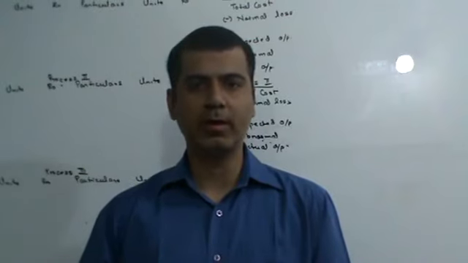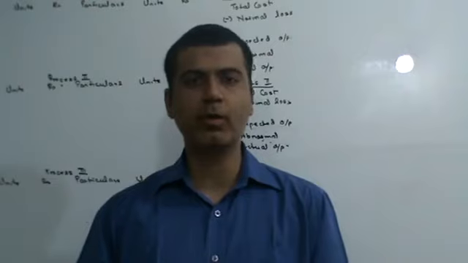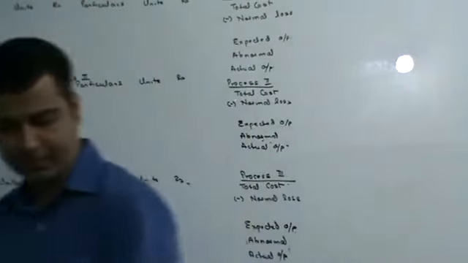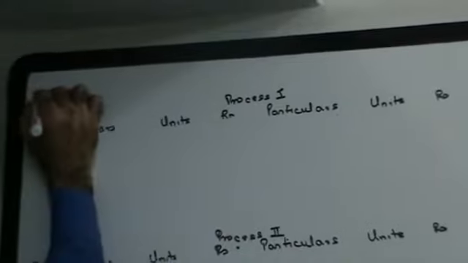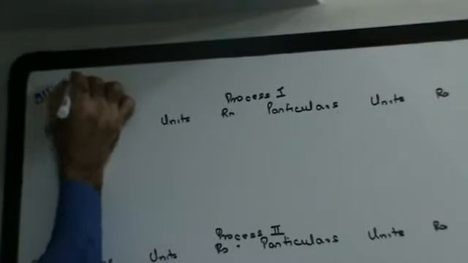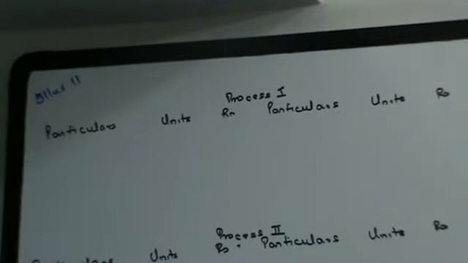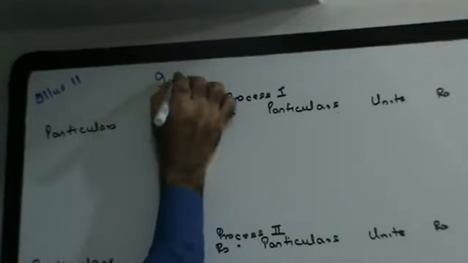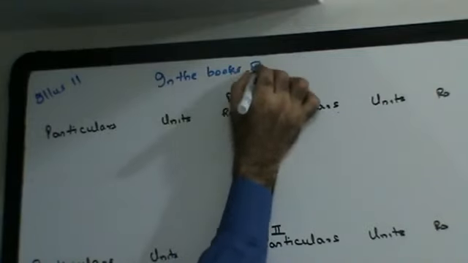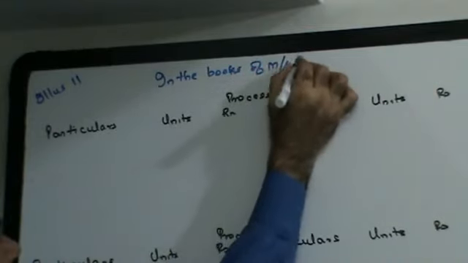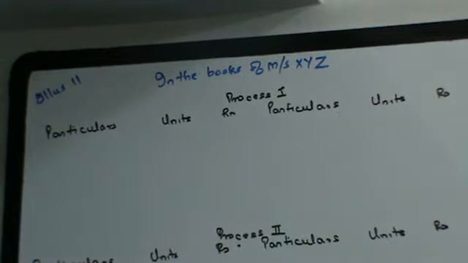I am Sunil Merwani and today we will be doing this chapter called process costing. Let's see this. I am doing sum number 11 today, illustration 11. In the books of XYZ company, in the books of Messrs X, Y and Z.